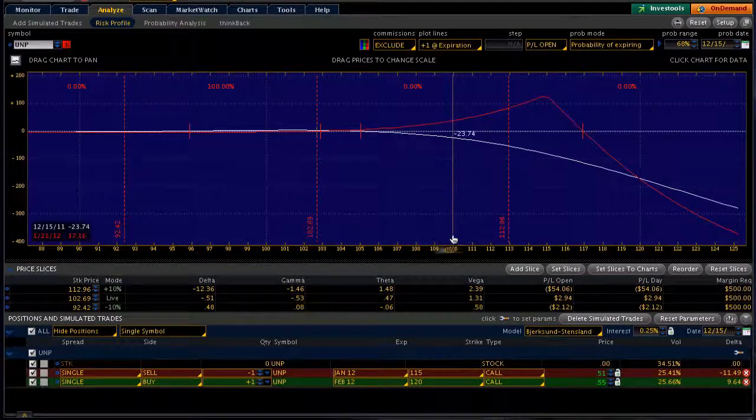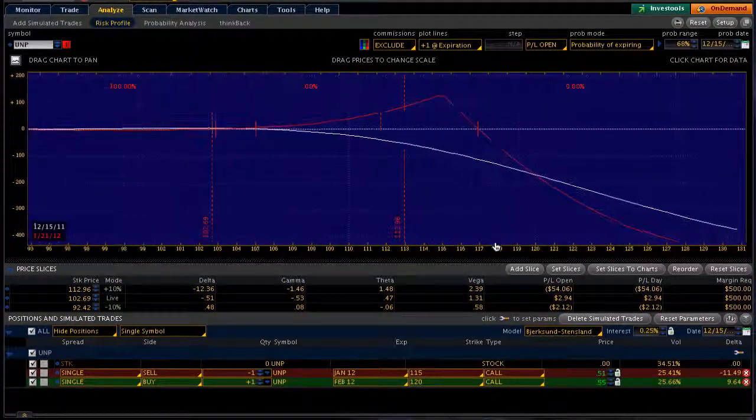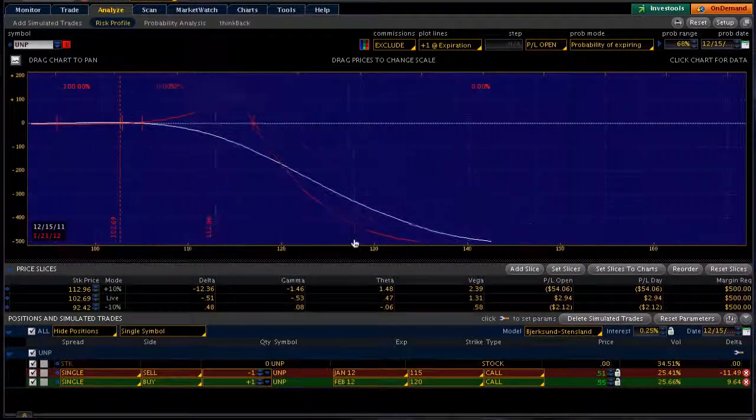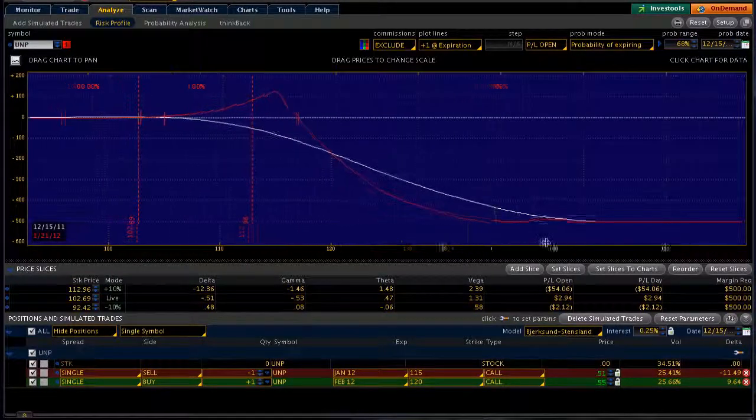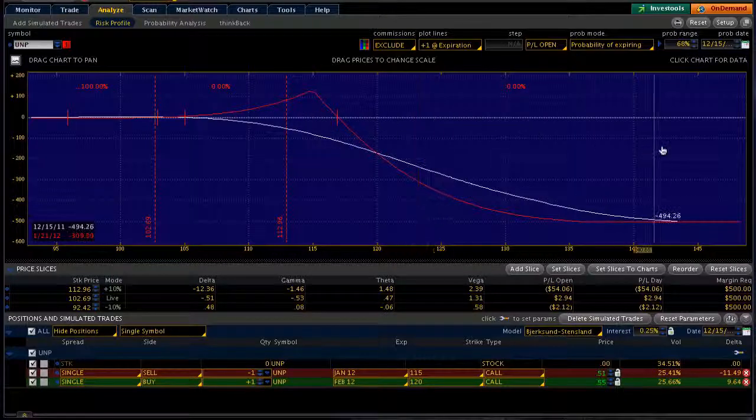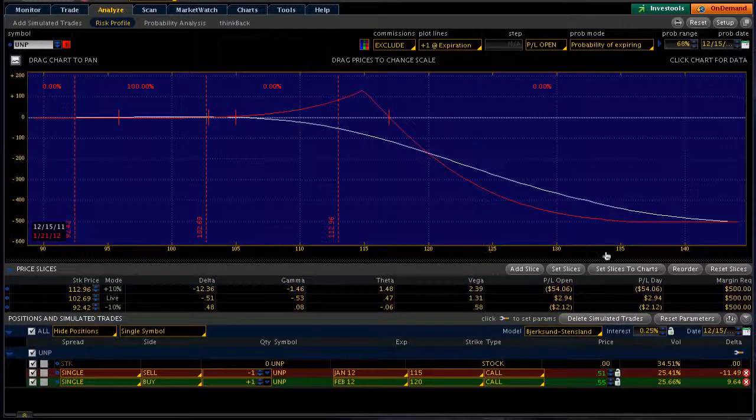If we look at the risk profile, as you can see, my defined risk is $504. Okay, if we have a blowout rally, we go way up, that's the max that I can lose, $504.